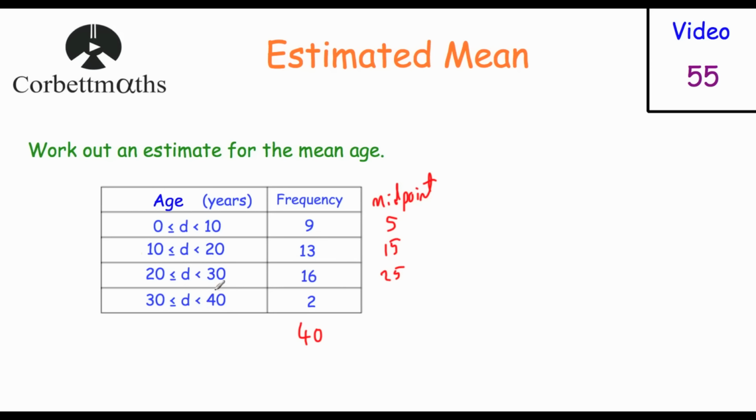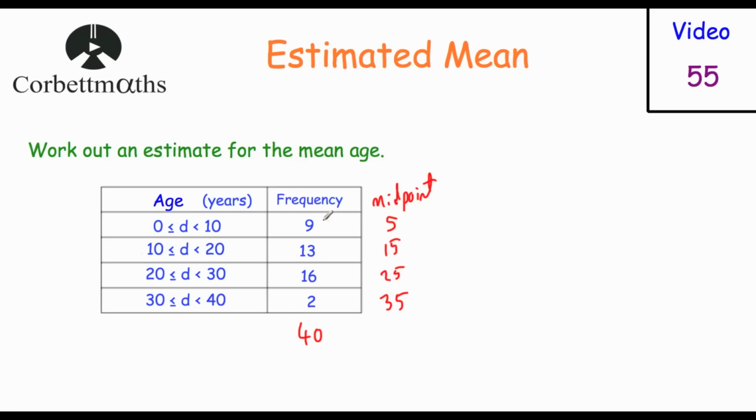And for 30 to 40, the midpoint would be 35. We're going to imagine there's 9 5-year-olds, there's 13 15-year-olds, there's 16 25-year-olds, and there's 2 35-year-olds. That's the best estimate we can do in this situation. So whenever you're doing this estimated mean question, you'll find the midpoint of each of these groups and make a column for that.